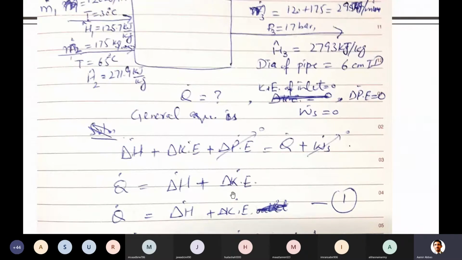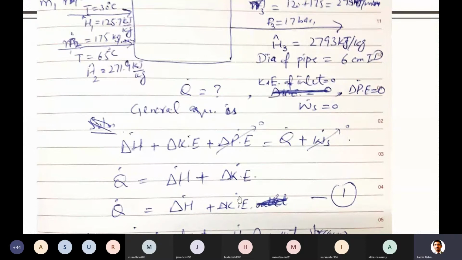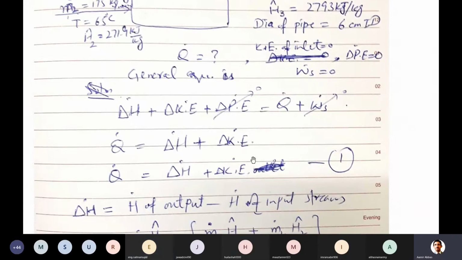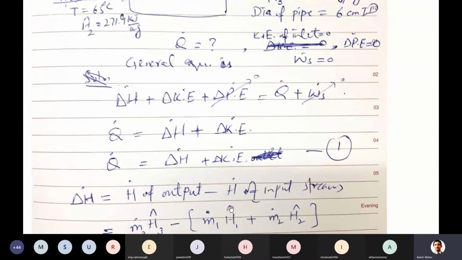Hope you understand. Clear or not? Sir, I did not understand why the kinetic energy of inlet is 0. Okay, just let me go and I will come back to this point later on if it is still not clear. By the end of this, let me start with the first one. I will come back to this point again when I calculate this, but if it is still not clear, I will explain it again later.